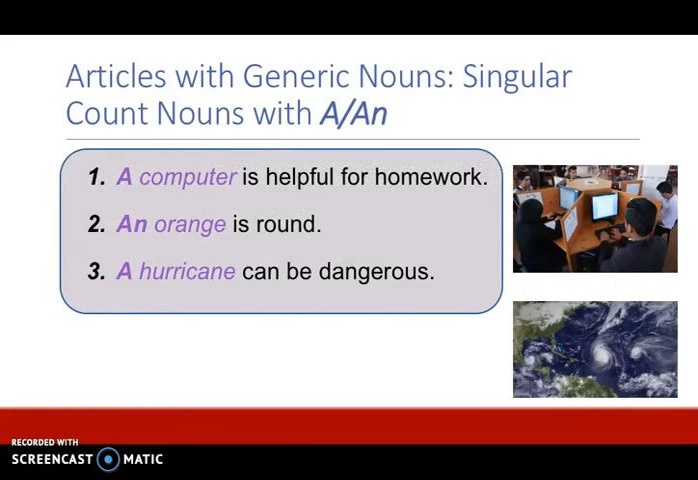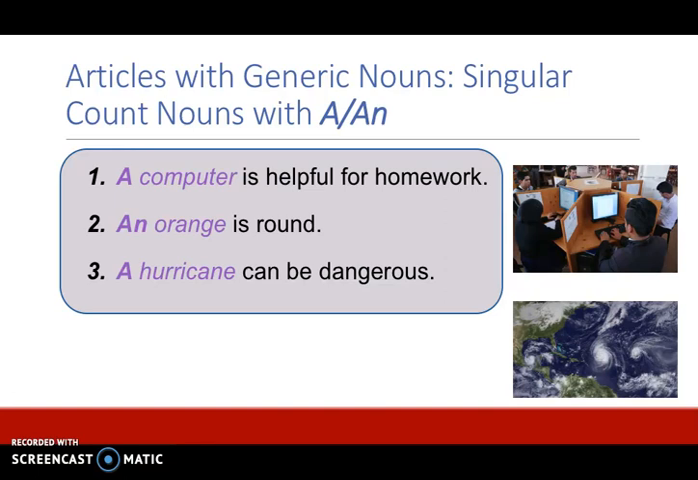Let's look at some more examples. So singular count nouns with a or un that are generic. A computer is helpful for homework. So in this example, we're not talking about only one computer or a specific computer. This is a general statement about computers in general. An orange is round. So also in this example, we're not talking about only one orange or a specific orange. This is talking about oranges in general.